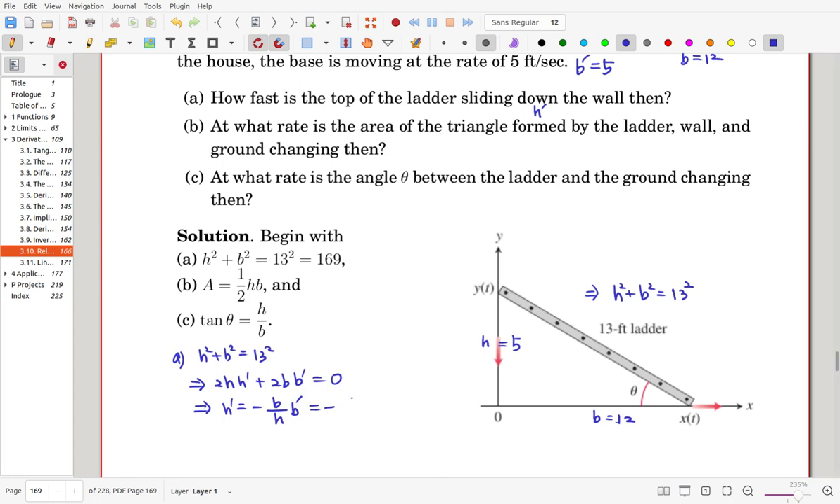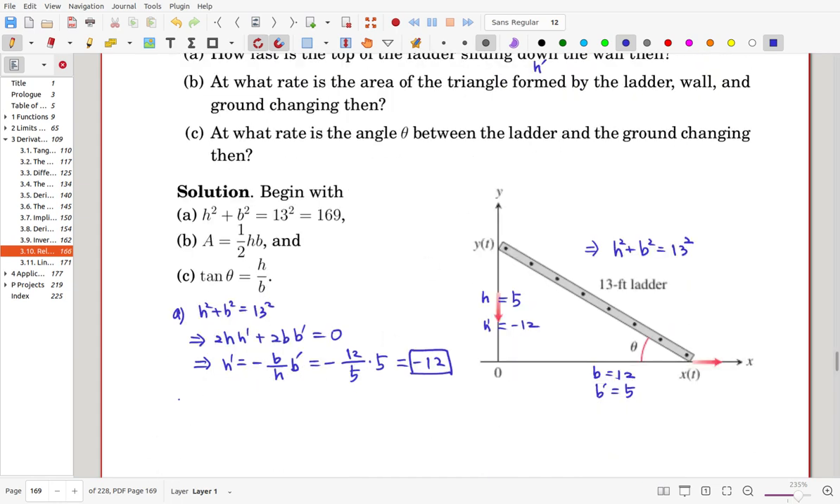That's minus b is 12 over h is 5, times b prime, which is 5. So that is minus 12. We got h prime equals minus 12. Here b prime equals 5 from the problem statement. Now the second part.